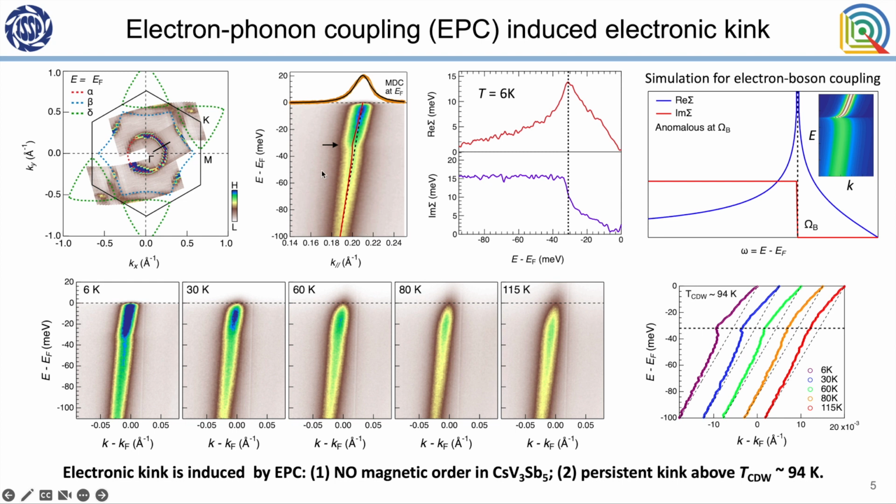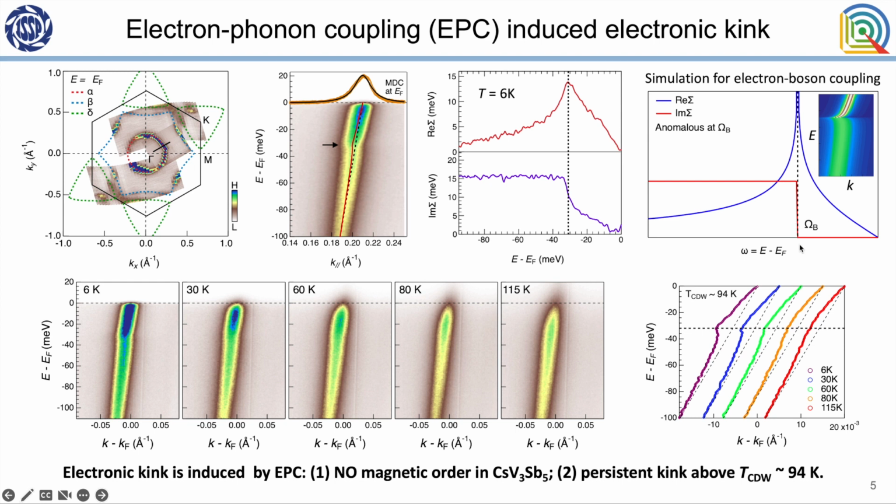So clearly there is electronic kinks in the band structure. So by analyzing the momentum distribution curves, the self energy is extracted in this figure. And we can find a peak in the real part and a step jump in the imaginary part at same energy. These features are consistent with the simulation result and suggest a coupling between electrons and a bosonic mode at a frequency of around 30 meV.